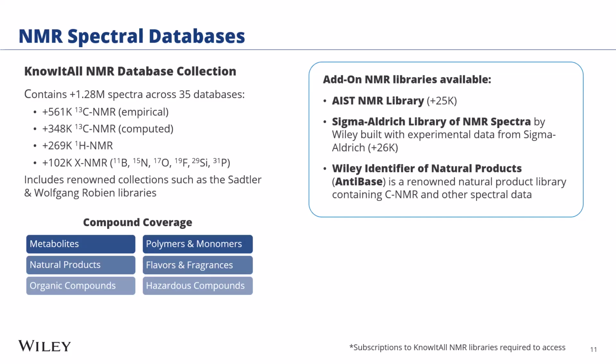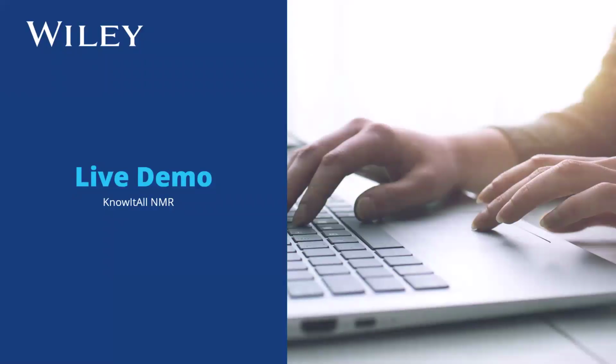This gains access to renowned collections such as the Sadtler and Wolfgang Robien libraries, but we also have add-on libraries available such as the ACD NMR, the Sigma Aldrich Library of NMR Spectra, and then our AntiBase, which is the Wiley Identifier of Natural Products, a renowned natural product library that does contain CNMR spectra information. So with that, we are ready to get into our live demo.